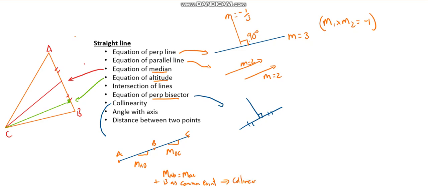Don't forget this statement at the end. The gradients have to be the same, and they have to have this common point. Doesn't have to be bang in the middle, but they both have to have a common point. Okay.